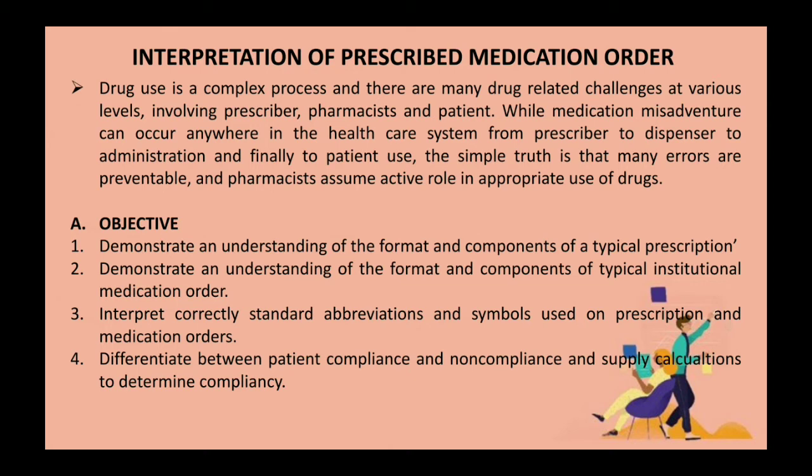Now next is the interpretation of the prescribed medication order. Interpretation of the prescribed medication order means: drug use is a complex process and there are many drug-related challenges at various levels, involving the prescriber, pharmacist and the patient. While medication misadventures can occur anywhere in the healthcare system, from prescriber to dispenser to administration and finally to patient use, the simple truth is that many errors are preventable and pharmacists assume an active role in appropriate use of the drugs. So you have to interpret the prescribed medication order.